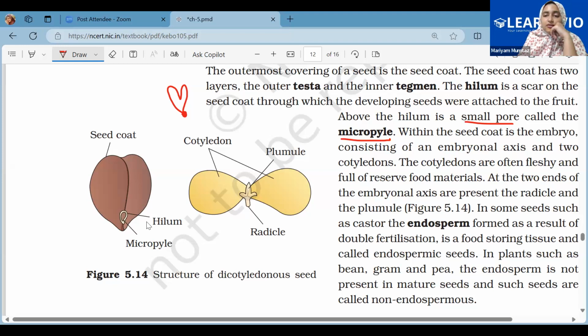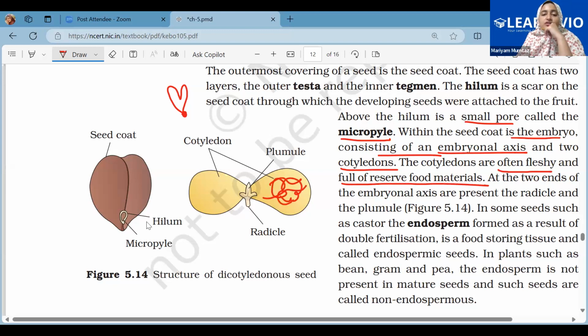Now, within the seed coat is the embryo, consisting of an embryonal axis and two cotyledons. Two cotyledons are there. Now, the cotyledons are often fleshy and full of reserve food materials. They have a lot of starch, they have a lot of proteins. So these cotyledons are packed with nutrients.